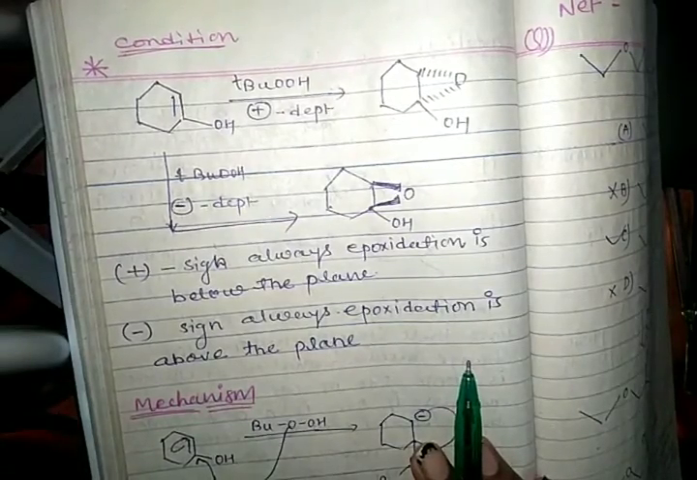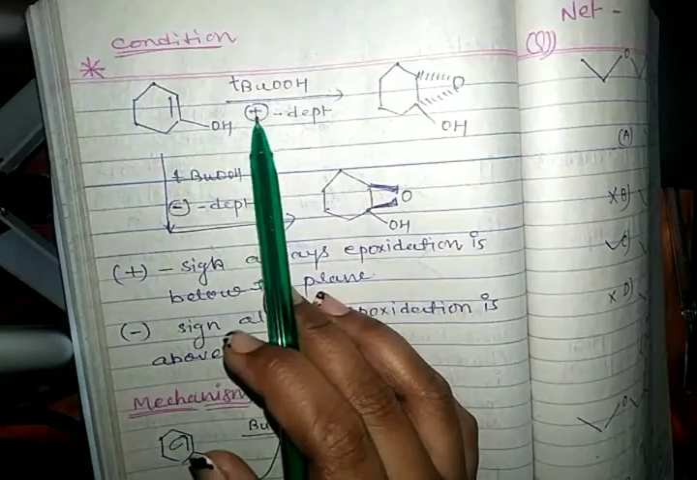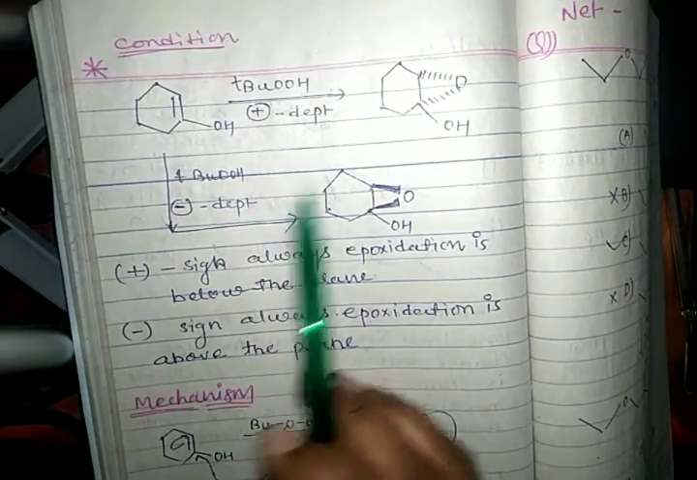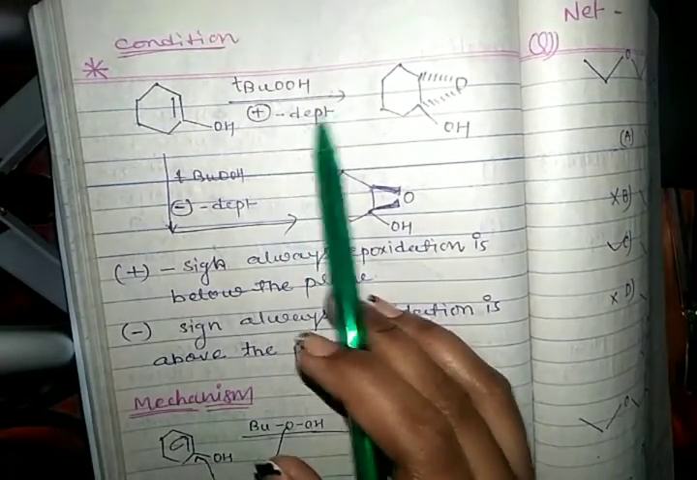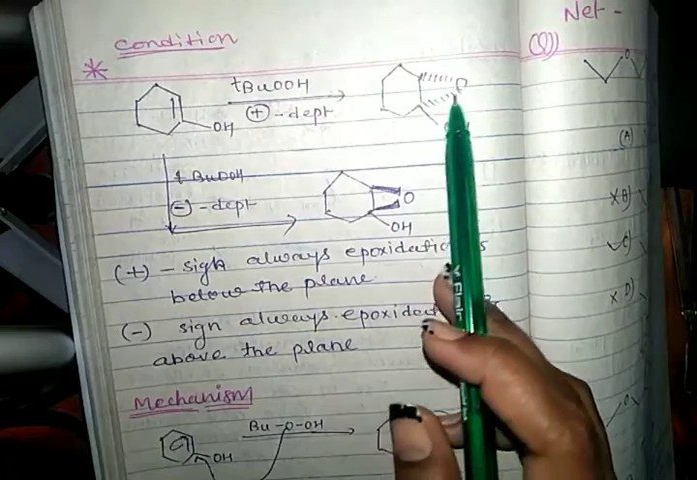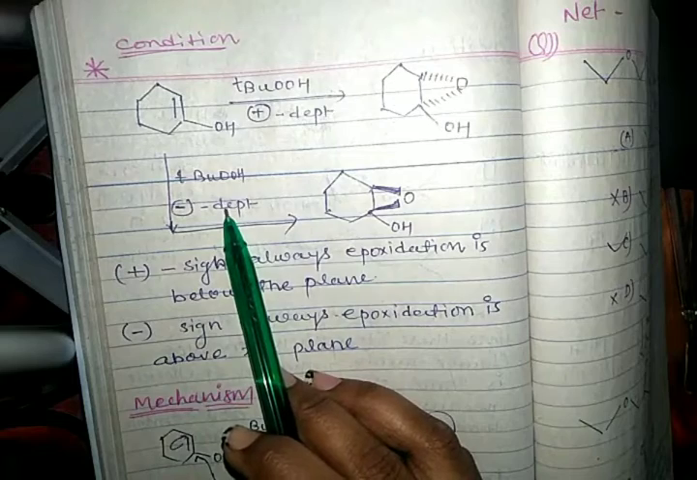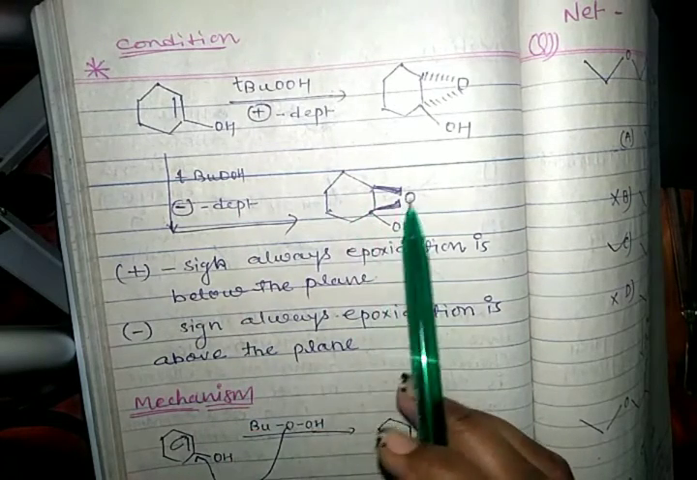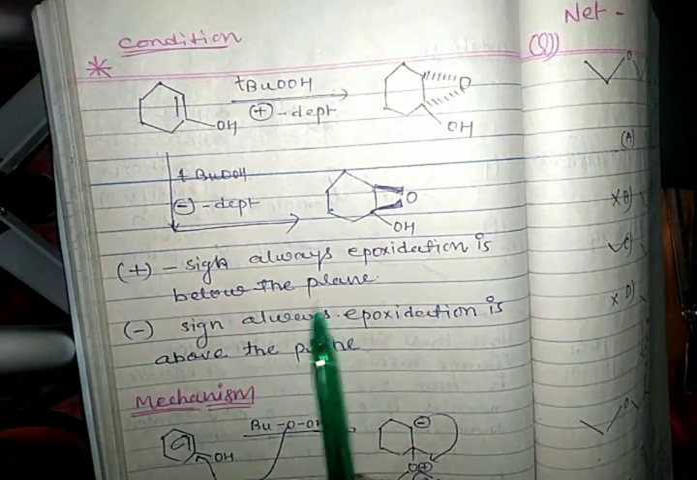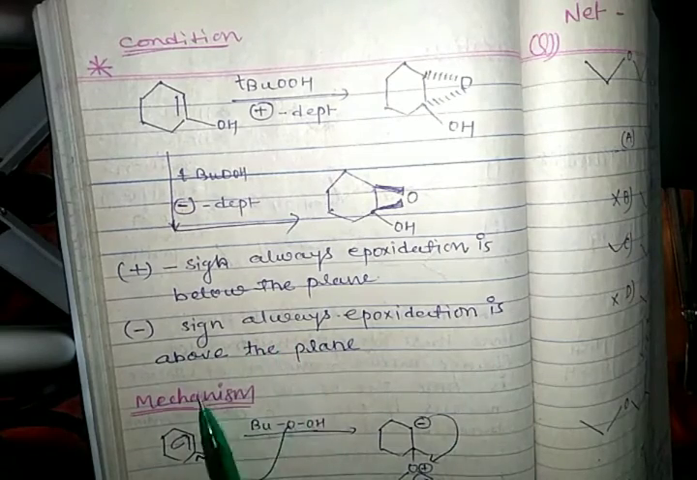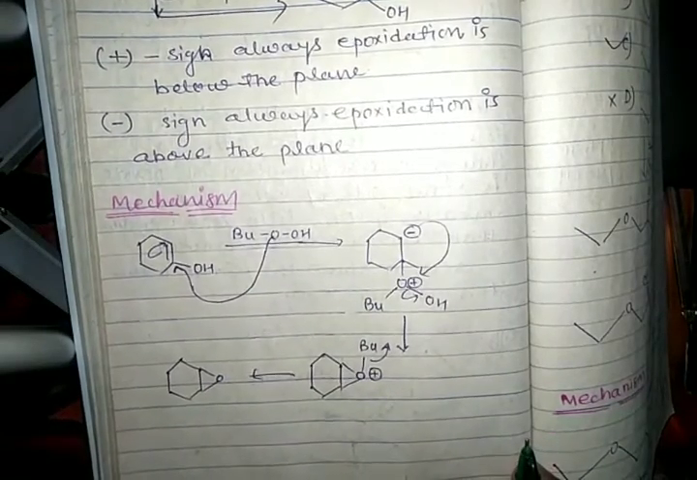There is another condition of epoxidation. In that condition, plus depth and minus depth are also present with tert-butyl peroxide. If plus depth is present, then the epoxide is in dashed condition. If depth is present in minus state, then we get epoxide formation in wedged condition. So plus sign always gives epoxidation below the plane, minus sign always gives epoxidation above the plane. So this is the whole mechanism of how epoxide forms.